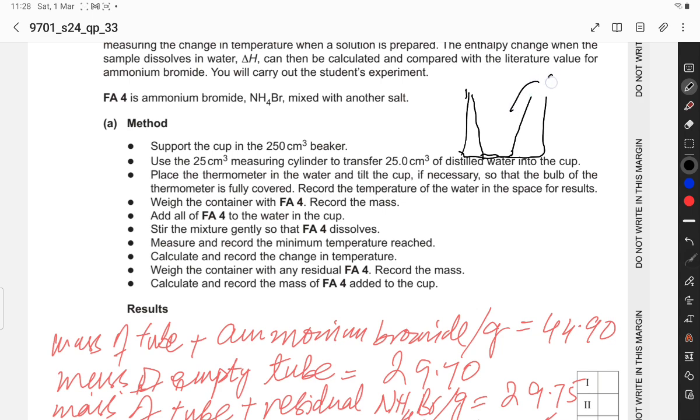distilled water into this polystyrene cup. Now place a thermometer in this polystyrene cup. If necessary, adjust so the bulb of the thermometer is fully covered, and record the temperature of the water in the space for results. Weigh the container with FA4 and record the mass. Add all the FA4 to the water in the cup. So after weighing, FA4 is added to this cup.